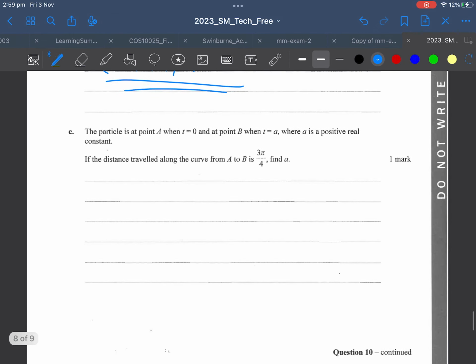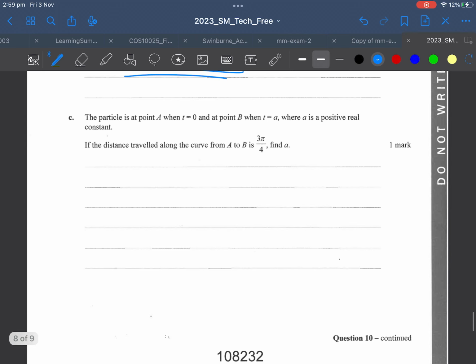Okay. A particle is at point A when t equals 0 and at point B when t equals a, where a is a positive real constant. If the distance traveled along the curve from point A to point B is 3π/4, find the value of a. So, okay, we just have to use the arc length formula over here.